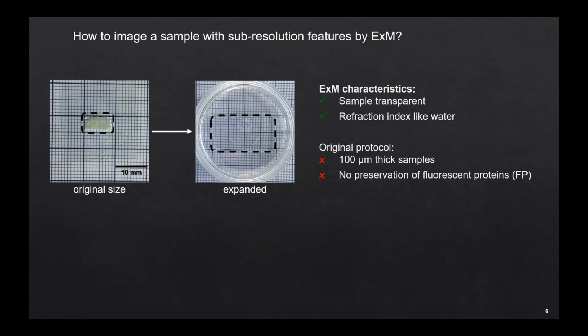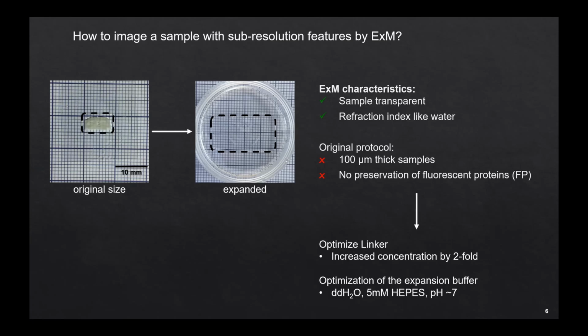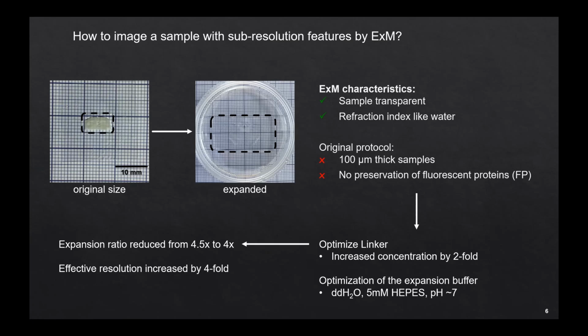We also play with modifying, for example, the concentration of the linker by 2 times, and also not using just water for the expansion, but water together with a little bit of a buffer, HEPES, always checking that the pH of that was about 7. That allows us to preserve most of the fluorescent proteins with really good signal. The only drawback of that is that the final expansion ratio was reduced from 4.5 to 4, but still you will get an improvement in the resolution of 4 times.